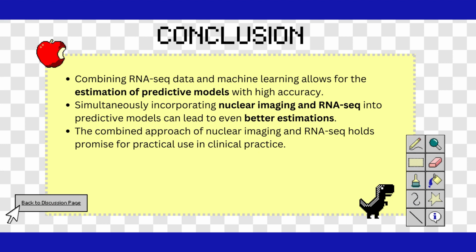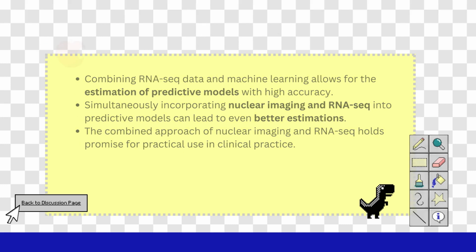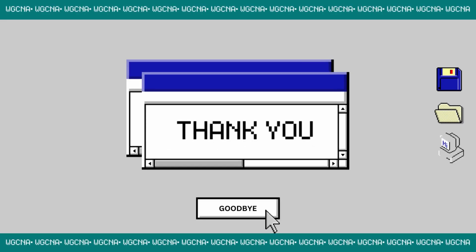By combining RNA sequence data and machine learning, we are able to achieve high accuracy in predictive modeling. Furthermore, if we combine nuclear imaging and RNA sequence together, they will give even better promise for practical use in clinical settings. That is all from us.